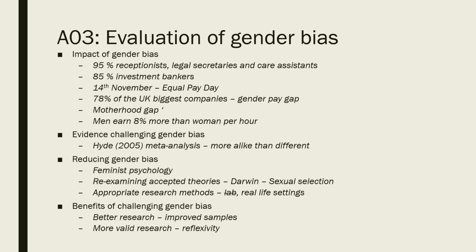And 78% of the UK's biggest companies have been found to have unequal pay between men and women on average. So it isn't specifically men and women doing the same job being paid differently, although that does exist and there is evidence of it. The gender pay gap talks about averages. So in the biggest companies, the average salary for a man is bigger than the average salary for a woman within that organisation.